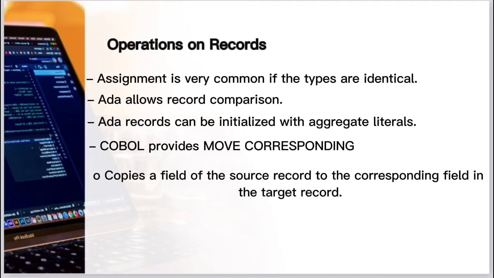Operation on the record. Assignment is very common if the types are identical. Ada allows record comparison. Records can also be initialized with an aggregate literal. Then COBOL provides MOVE CORRESPONDING, which copies a field of the source record to the corresponding field in the target record.